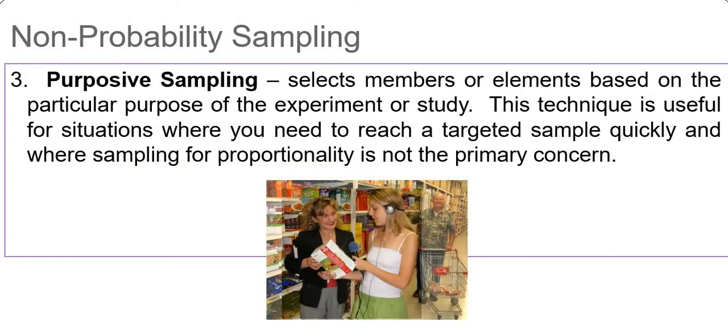Another non-probability sampling is purposive sampling. So this selects members or elements based on the particular purpose of the experiment or study. And this is useful for situations where you need to reach a target sample quickly and where sampling for proportionality is not the primary concern. If your concern will be customers of a specific brand, then more or less you will target those customers regardless whether you have achieved proportionality or not.